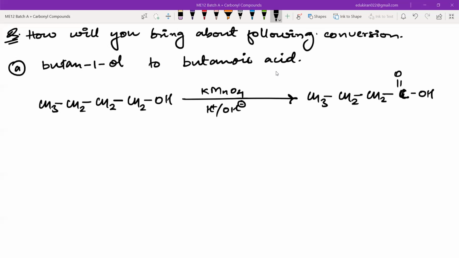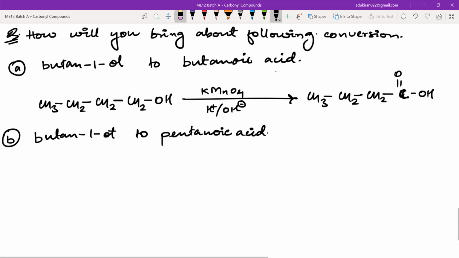But see, the case becomes very different if you want to prepare butan-1-ol to pentanoic acid. Now, please remember, you will be getting many examples and questions in the NCERT in which you go from n to n plus one carbon. You have n carbons in the starting material and you want to reach n plus one carbon, so addition of one carbon. Whenever you have addition of one carbon, one important reaction is the reaction of alkyl halide with KCN, which is going to give me alkyl cyanide.